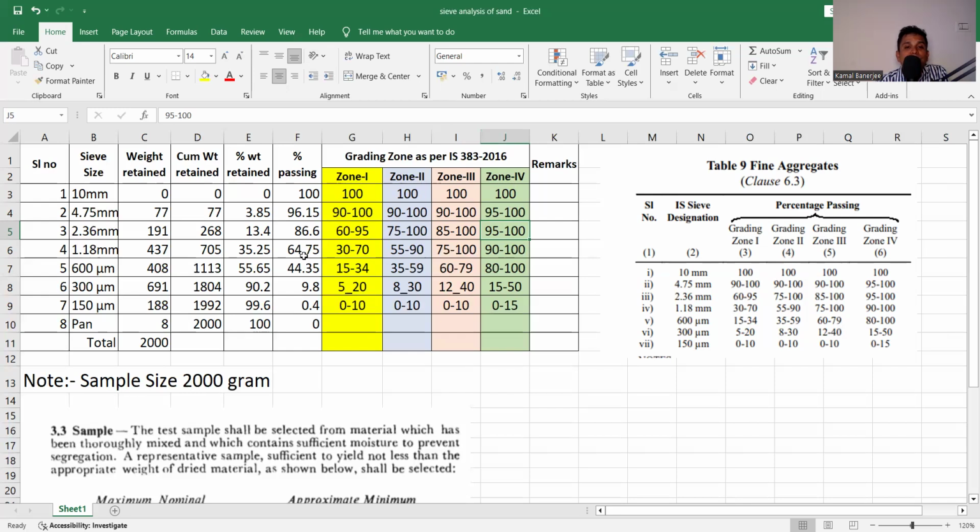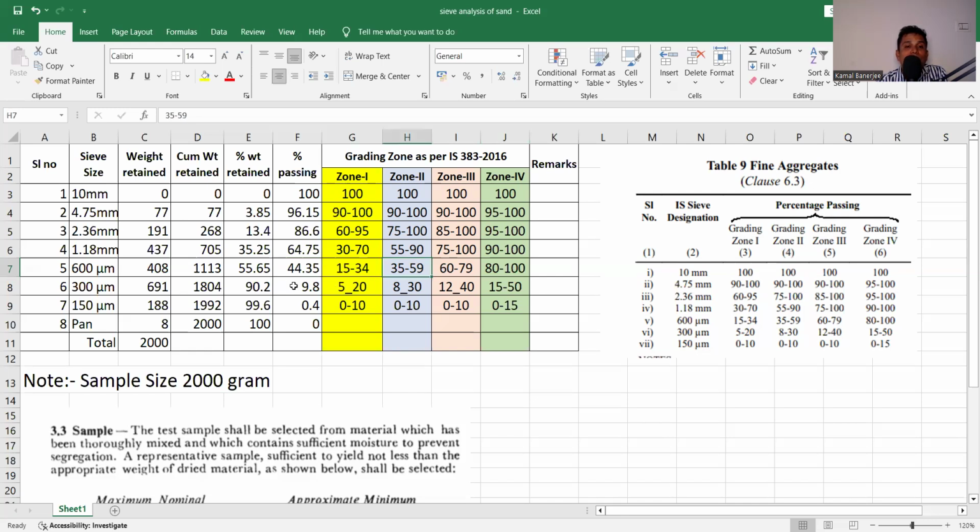Now here it is 44.35 percent in 600 micron. Here it is 15 to 34, that means it is not zone 1. But it is 35 to 59, so it is belonging within the zone. And it is 60 to 79, that is also outside the zone. So it cannot be zone 1, it cannot be zone 3, it cannot be zone 4. So the only option is zone 2. So here it is matching.